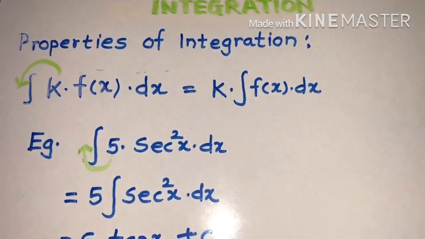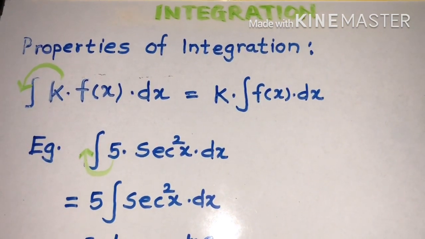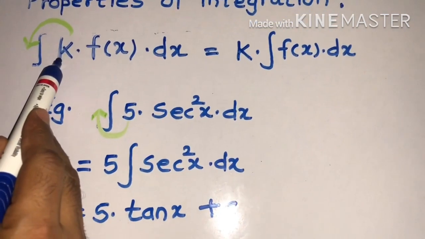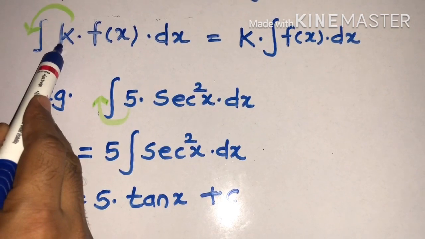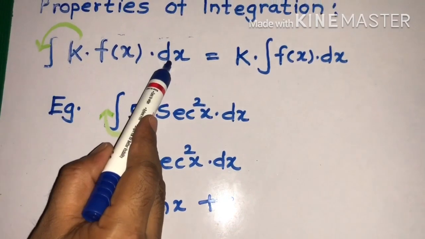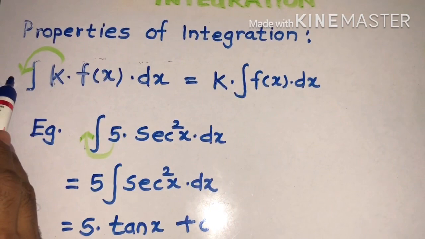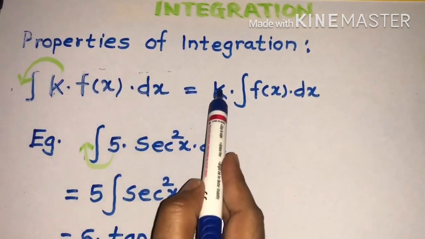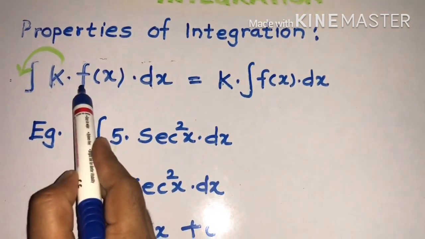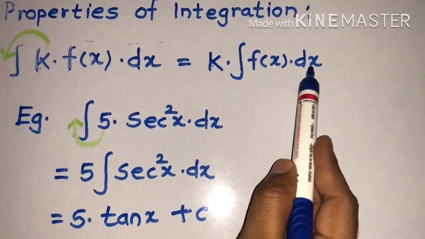Now we are going to see the second property of integration. In this property, along with the function there is some constant k. So the rule tells us that while integrating with respect to x, take this constant outside from the integration. So we have taken k outside from this integration, so we have here only the function f of x. So we have to integrate this function only.